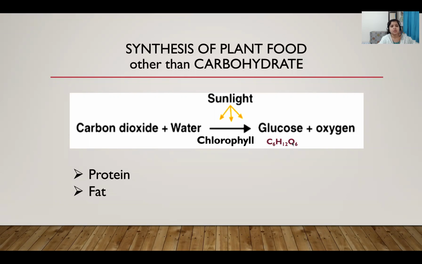But plants also need protein and fat for their growth and development, and they utilize these ingredients to prepare their essential protein and fat. But they also need nitrogen, which is an essential ingredient of proteins and fats. Then how do the plants get nitrogen?